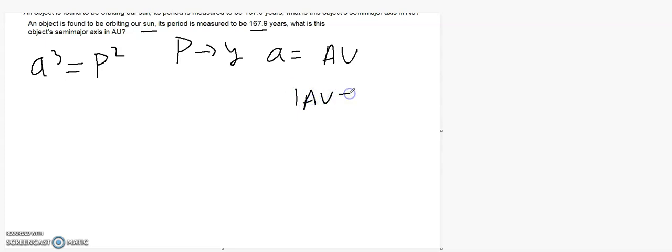Let's say you wanted that's supposed to be a U. It looks more like a V. Anyhow, let's say you wanted to convert it to kilometers, for example. It turns out that 1 AU, the average distance between the Earth and the Sun, is approximately 1.5 times 10 to the 8th kilometers.